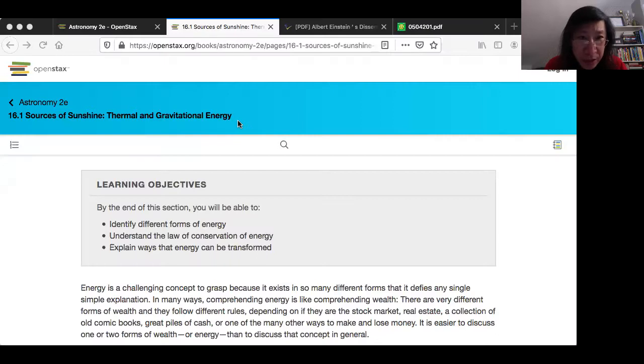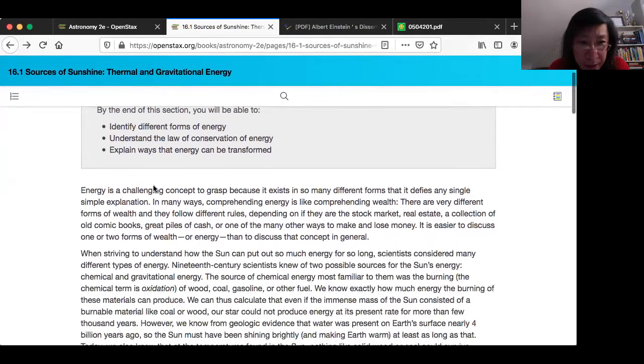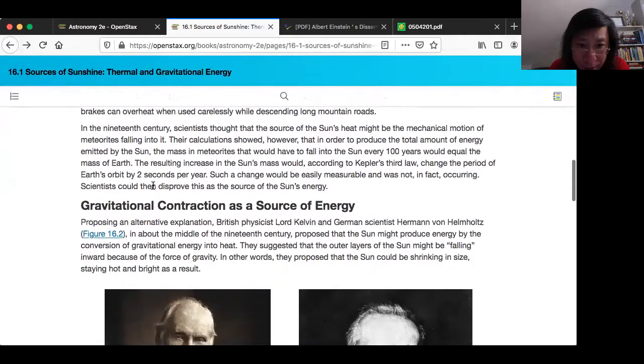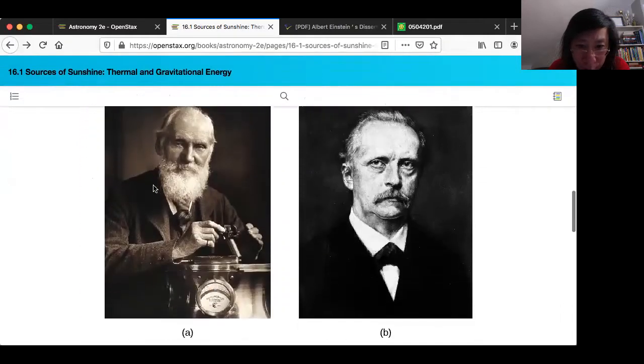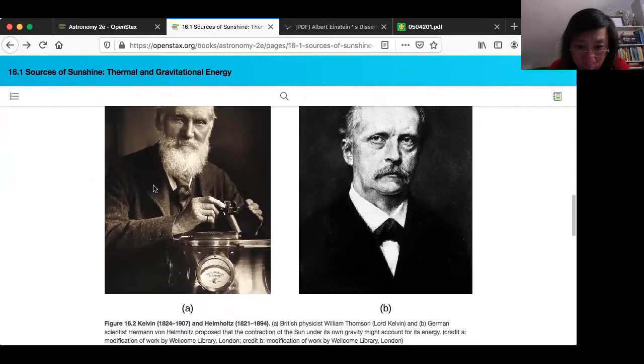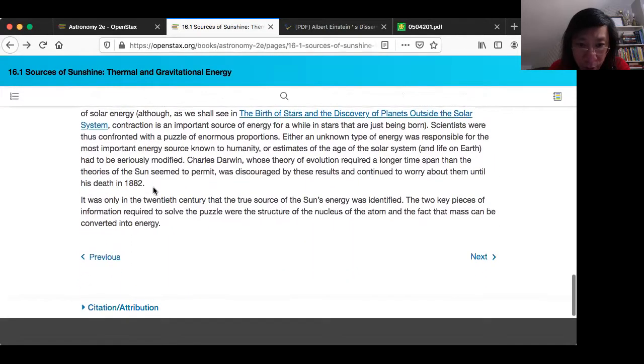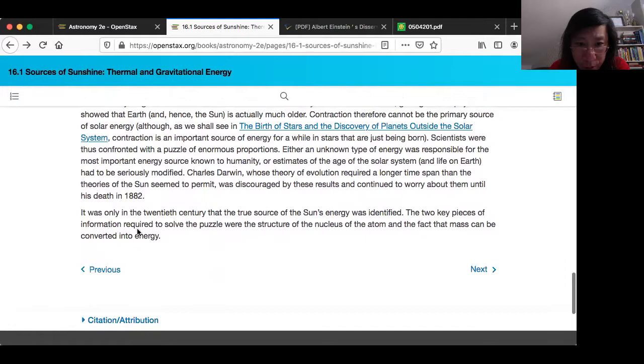You can also see some of this information in section 16.1 of the textbook, the sources of sunshine, and 16.2, thermal and gravitational energy. Now, the previous lecture is the 16.1 section. I want you to read this, right? And we talked about conservation of energy. There's Lord Kelvin on the left and Hermann von Helmholtz on the right, and the gravitational potential energy and the thermal energy and so forth. That's 16.1.